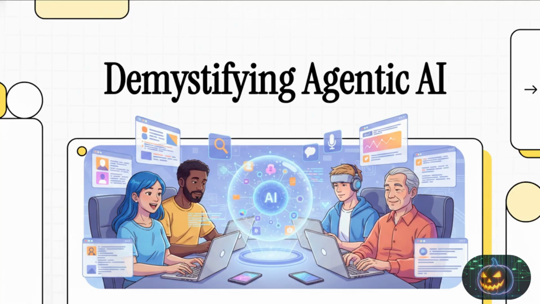But here's the fascinating thing. Despite all the noise, very few people can actually explain what it really means in practice. We hear the term thrown around constantly, but what makes an AI agentic? Is it just a slightly smarter chatbot, or are we looking at something entirely different?